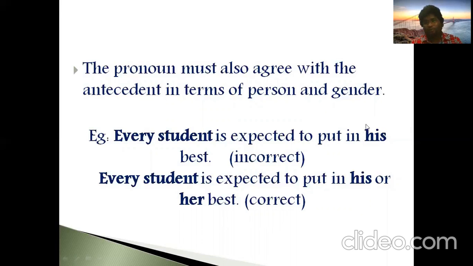If you make this kind of mistake and write the answer just like this, you are going to get 0 marks for this question. So how are we supposed to say it? This is how you have to say it: every student is expected to put in his or her best. See here, the difference.